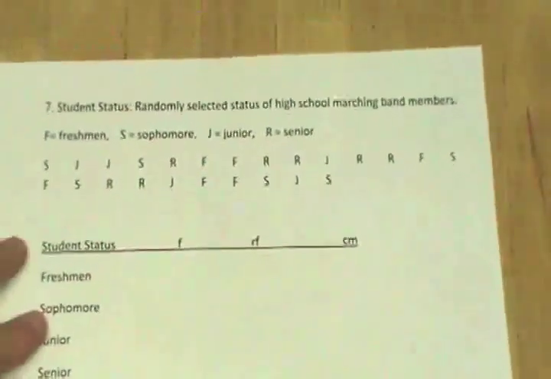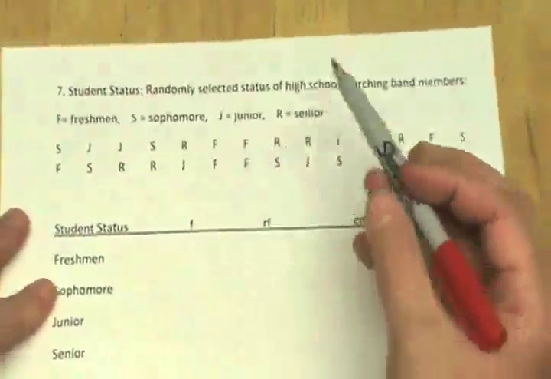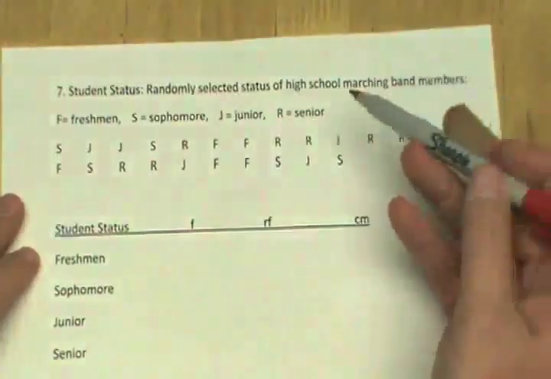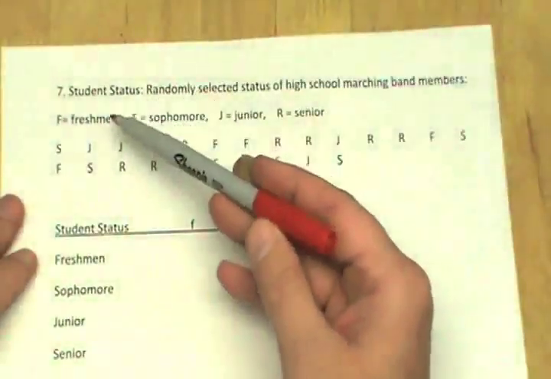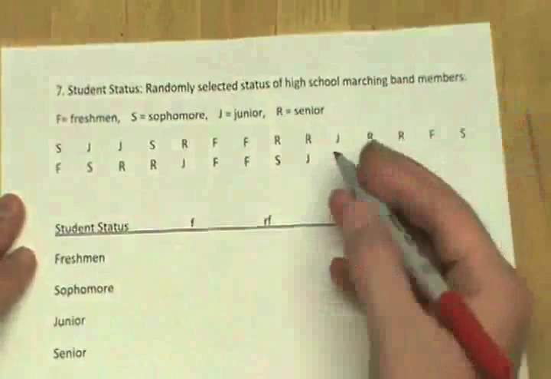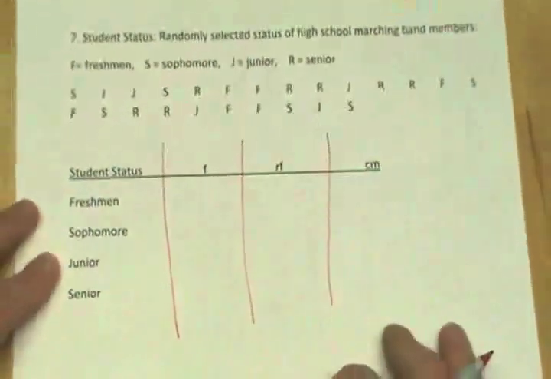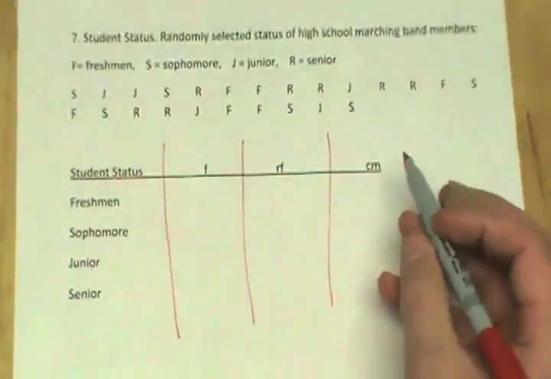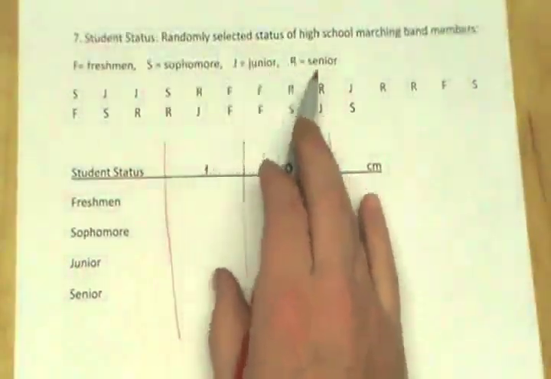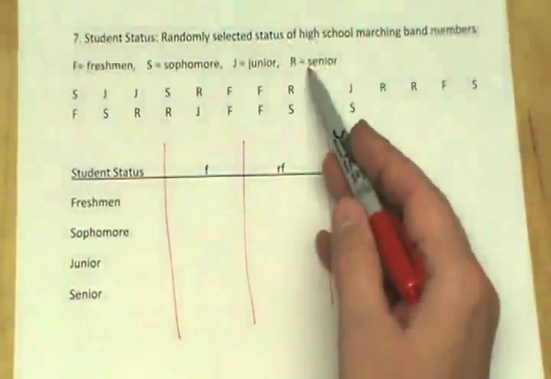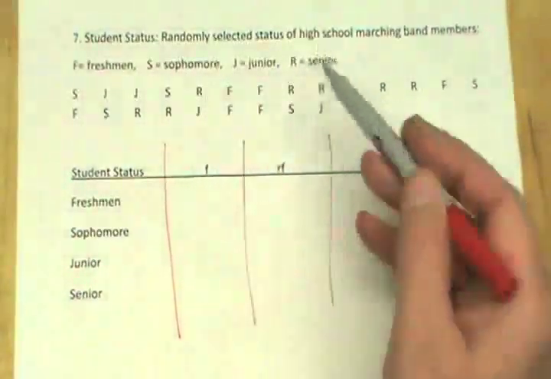All right, so here's another one. Let's see if you want to do this one. Student status. So we have randomly selected status of high school marching band members. Are you a freshman, a sophomore, a junior, or a senior? So we divided it up nicely into freshmen, sophomores, juniors, and seniors. The F is freshman, the S is sophomore, the J is junior, and the R is senior, so that an S for senior doesn't get confused with an S for sophomore. So we used R for senior.